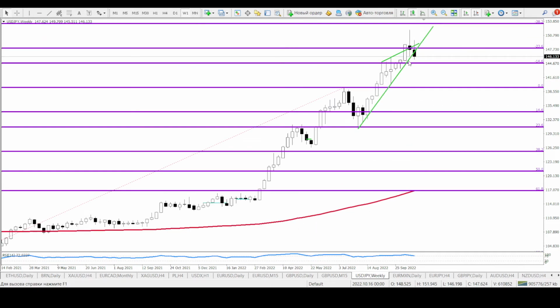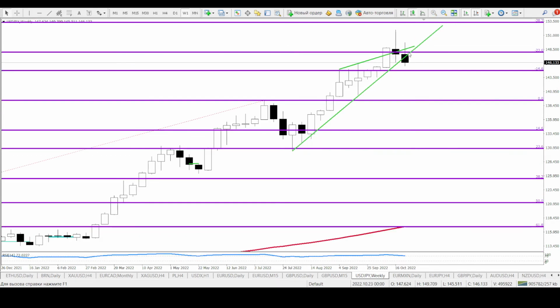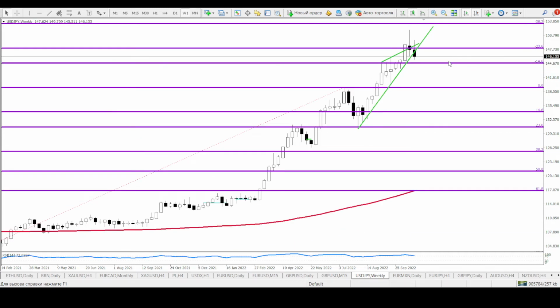On the weekly chart, it is a good sell signal, because I know this candlestick signal, Harami. It says Harami, and this is a strong one. It means that the United States dollar with the Japanese yen on the weekly chart has a good sell signal.